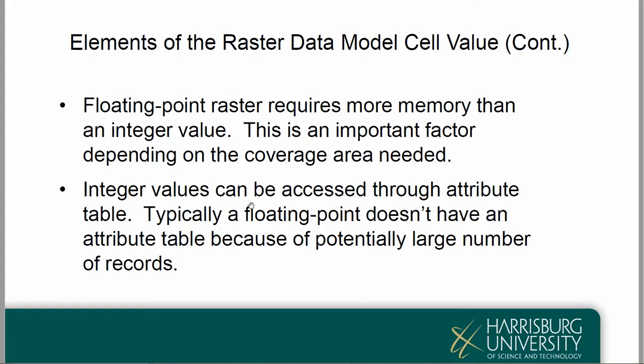Integer values can be accessed through an attribute table. The floating points don't have an attribute table because there's a really large number of records. Can you imagine, if you're looking at 1 to 100 integer, that's just 100 values. 1 to 100 with 2 decimal places is getting into thousands and thousands of potential values. And so we usually don't store that as an attribute. You store it on a range. And you'll see that when you work with some of this geospatial data.